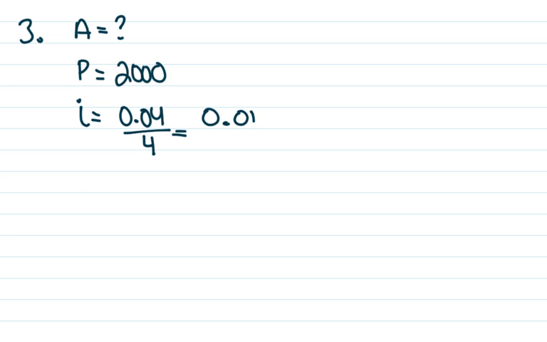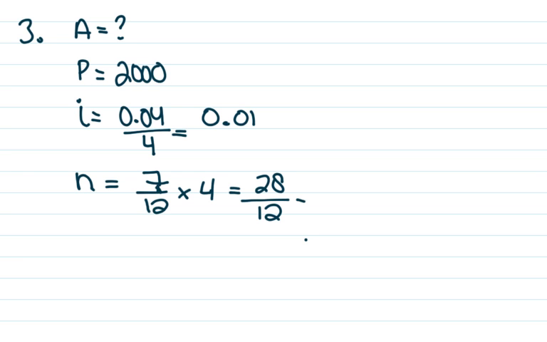So that's 0.01. And then the number of compounding periods. So how much do you owe after 7 months? Well, 7 months is 7/12 of a year. That doesn't work out to a nice decimal, so we'll just leave it as a fraction. So 7/12 of a year, times 4 times per year, equals 28/12 as a fraction. And that simplifies to 7/3. So 7/3 compounding periods. Again, not a nice decimal, so 7/3.